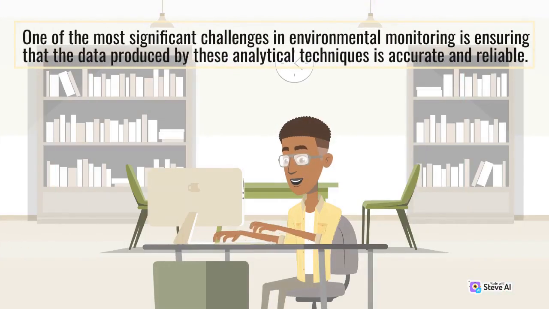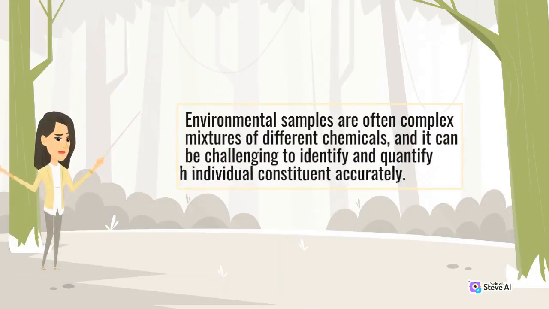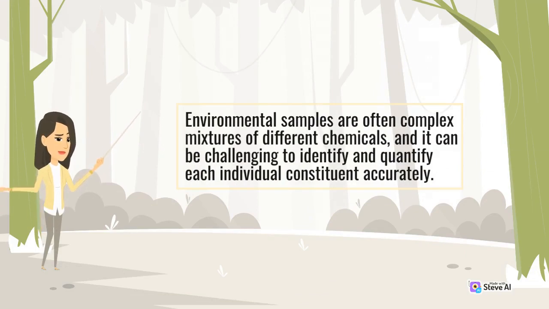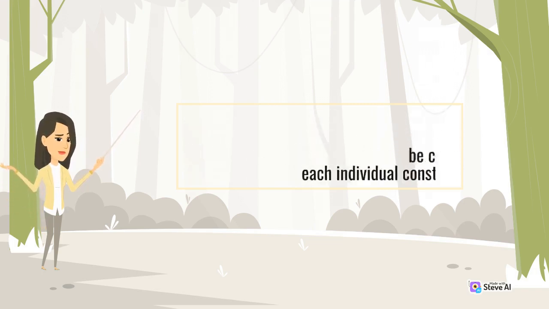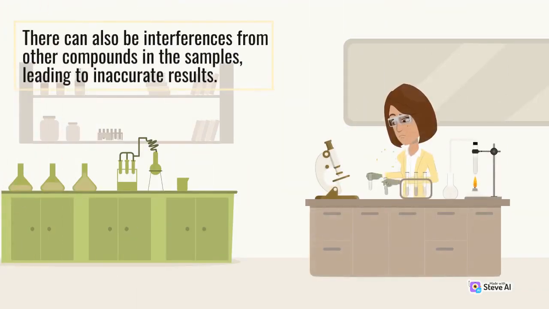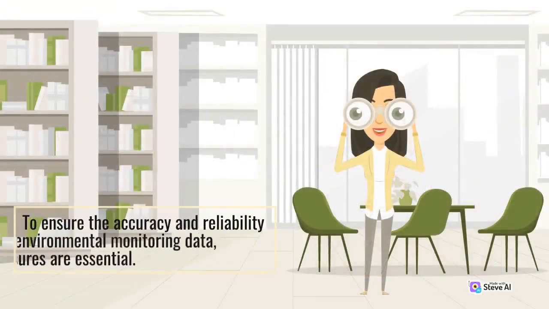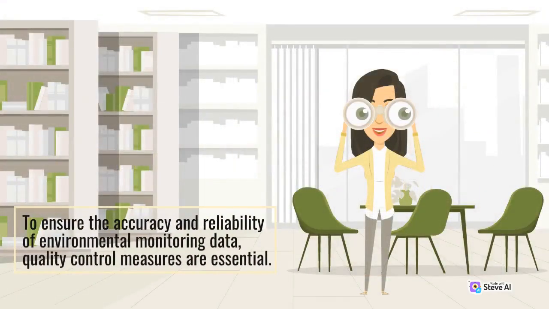One of the most significant challenges in environmental monitoring is ensuring that the data produced by these analytical techniques is accurate and reliable. Environmental samples are often complex mixtures of different chemicals, and it can be challenging to identify and quantify each individual constituent accurately. There can also be interferences from other compounds in the samples, leading to inaccurate results. To ensure the accuracy and reliability of environmental monitoring data, quality control measures are essential.